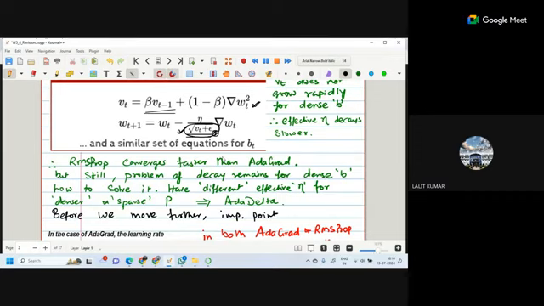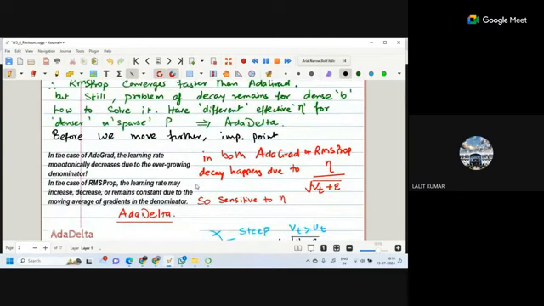Before we proceed further, I shall cover certain points of ADAGRAD and RMSprop. In ADAGRAD, the learning rate monotonically decreases. In the case of RMSprop, the learning rate may increase, decrease, or remain constant due to the moving average of gradients in the denominator. However, in both of them the decay is taking place, and both are sensitive to the learning rate. So if we have selected some learning rate which is not appropriate for that dataset, then it is sensitive.